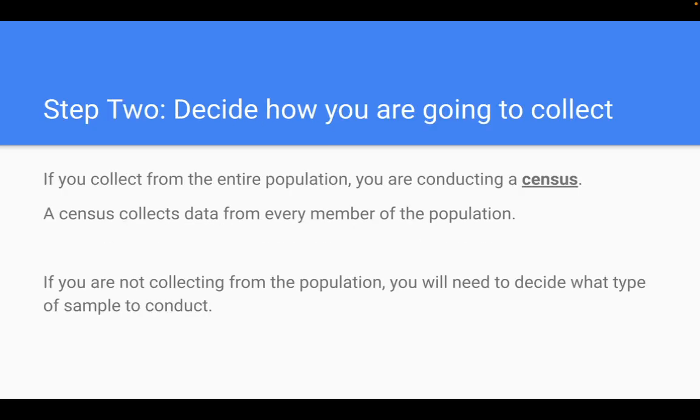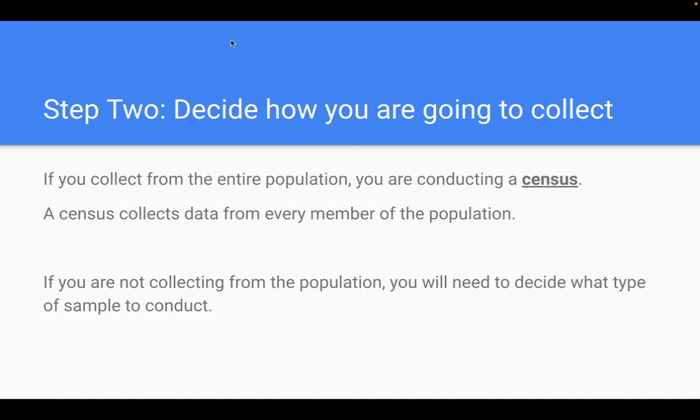All right, so step 2, decide how you're going to collect the data. If you're going to collect from the entire population, you're going to be conducting a census. This is kind of a term you don't hear very often, but every 10 years, the U.S. government has a census where we count everyone in the country, so we figure out how many people are living in certain areas. So your definition here: a census collects data from every member of a population, and if you are not collecting data from the population, you need to decide on what type of sample to conduct.